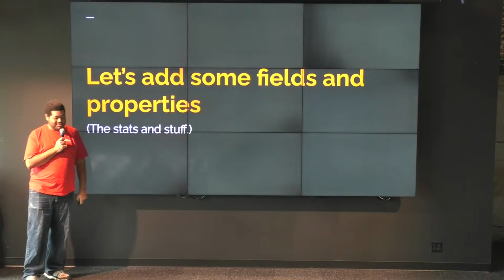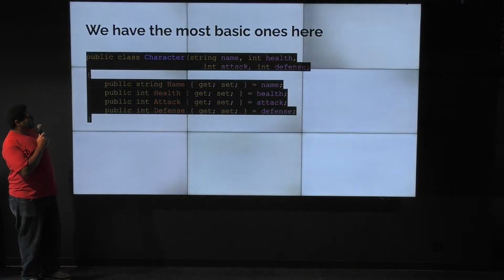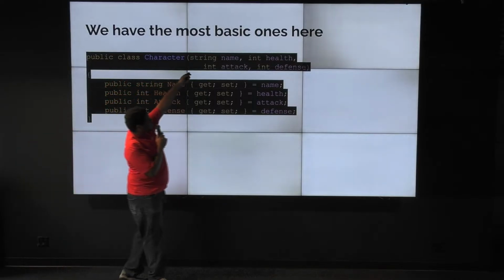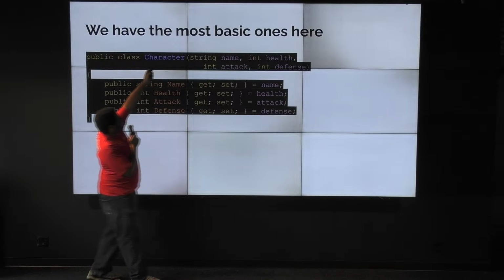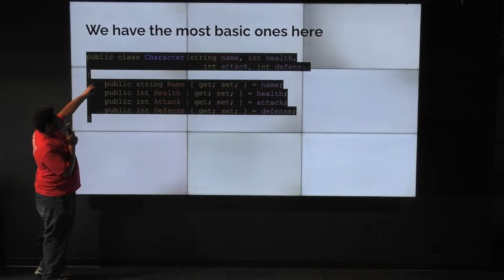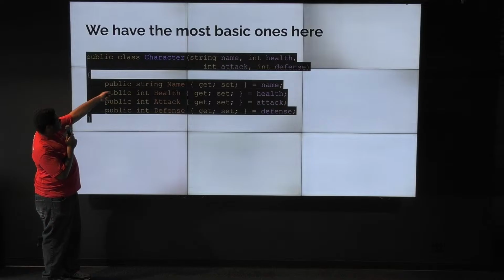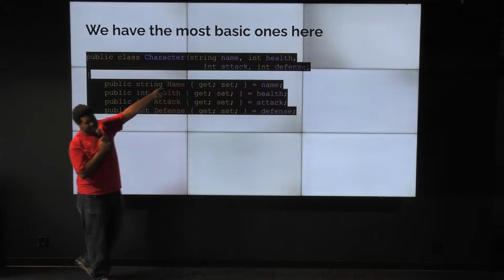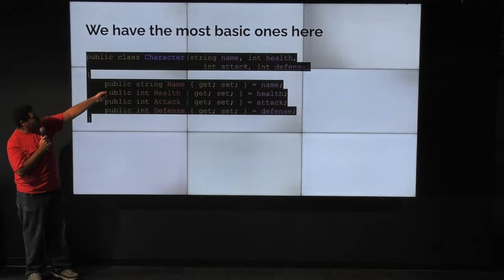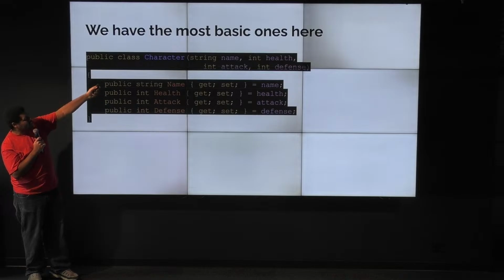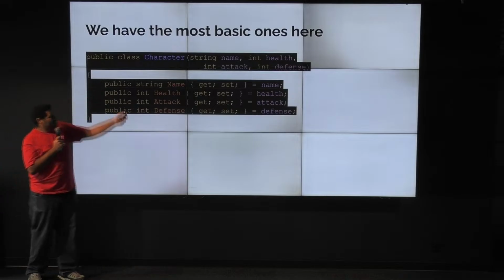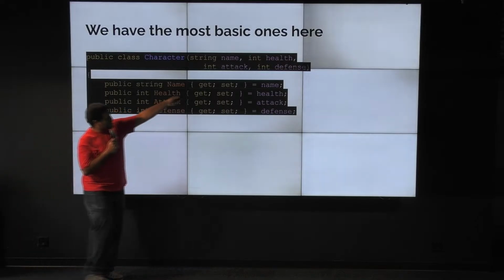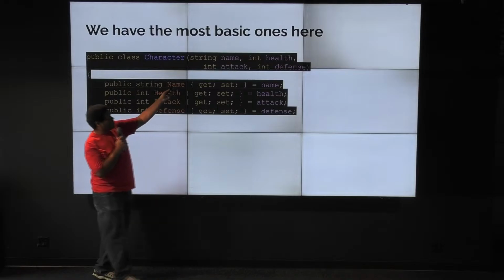So let's add some fields and properties. As mentioned earlier, once you put the little primary constructor up here with the string and the health, you would have a public string name, and this is the get and the set. Get is what happens when you call this property. So if you had a character named, I don't know, Jane, you do Jane.name, and it would call this, which would be the name of Jane.